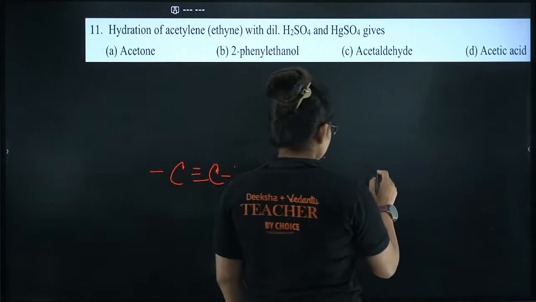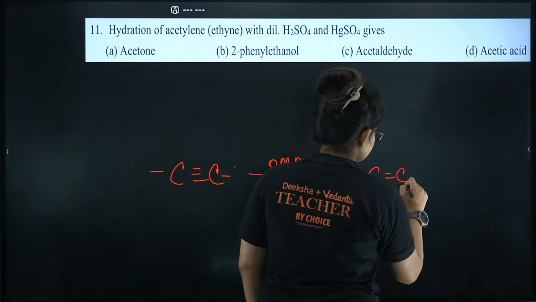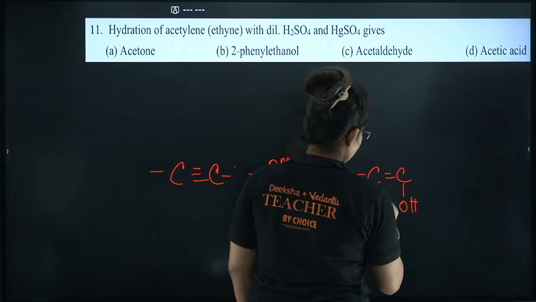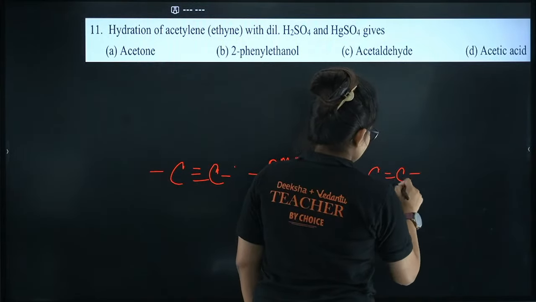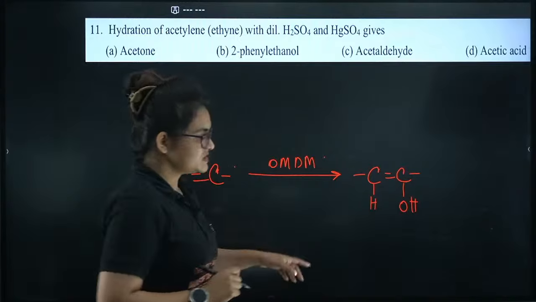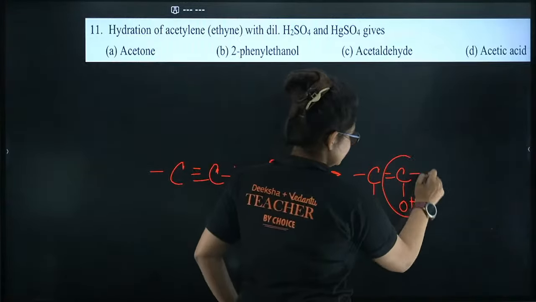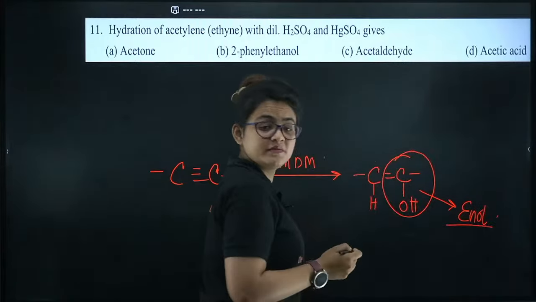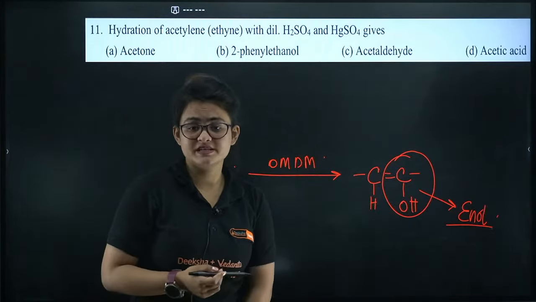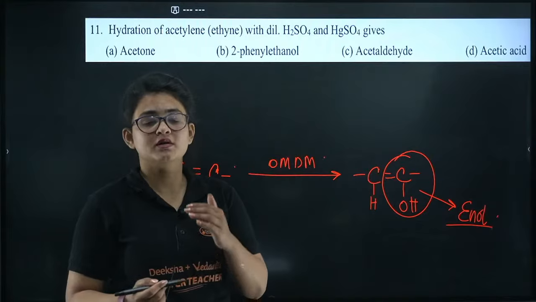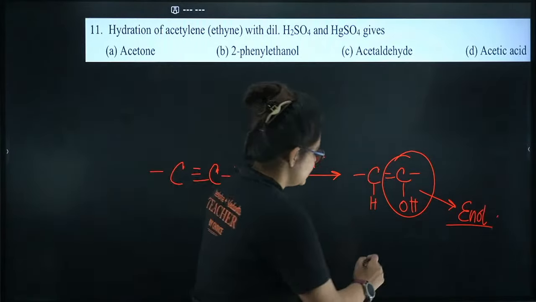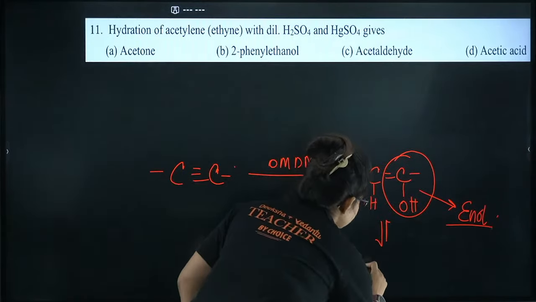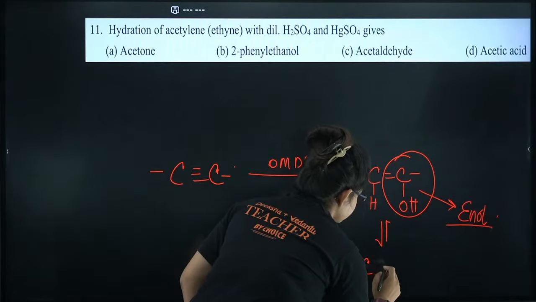Now it will give you something like this. Now this particular thing is an enol, right? So the enol will be converted to its most stable keto form through keto-enol tautomerism, right? So they will be in equilibrium and they can form this thing.